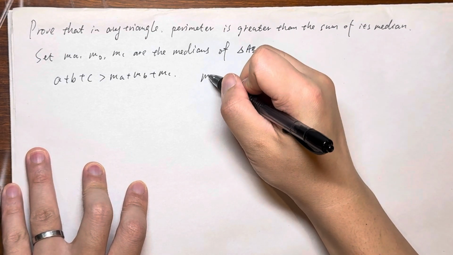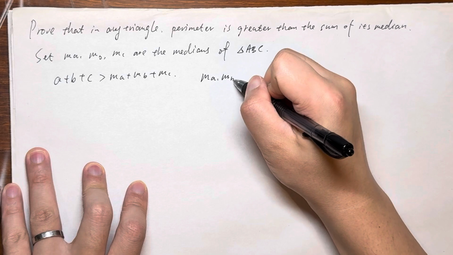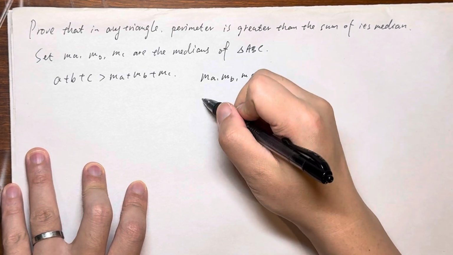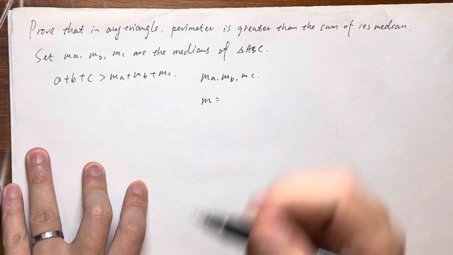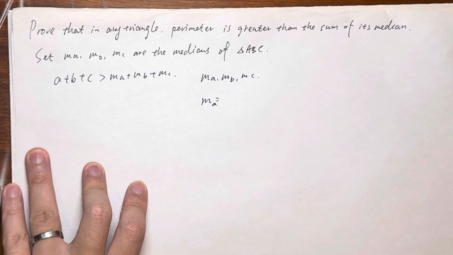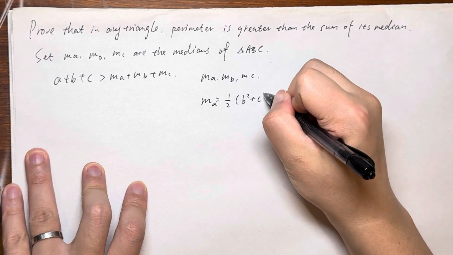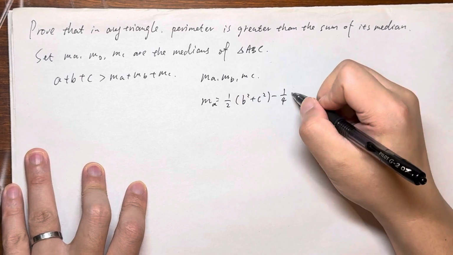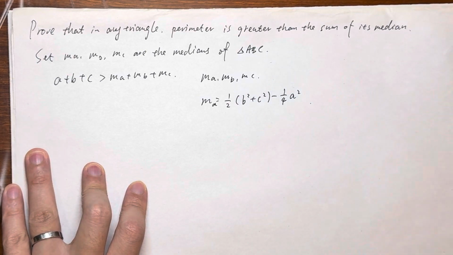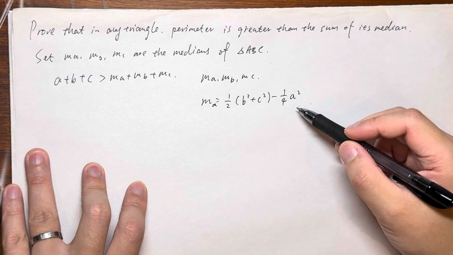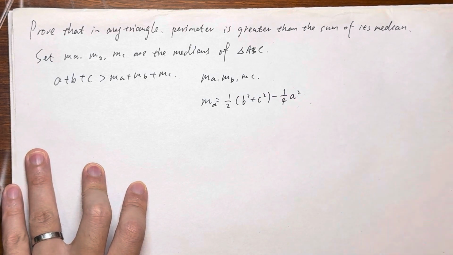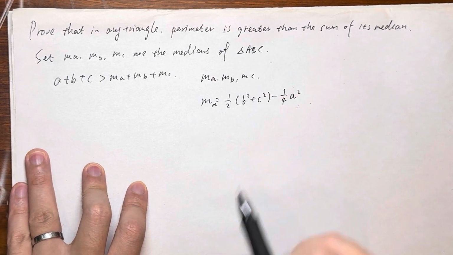So the first thing that we can think of for MA, MB, MC is the formula for them, right? For example, MA equals the square root of half of b squared plus c squared minus a quarter of a squared. We introduced this when we talked about Stewart's theorem. So let's just use it here directly.